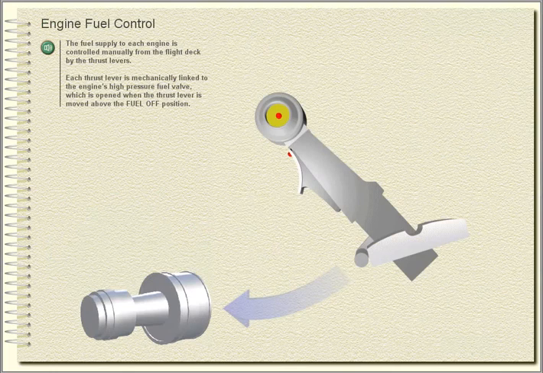Engine fuel control. The fuel supply to each engine is controlled manually from the flight deck by the thrust levers. Each thrust lever is mechanically linked to the engine's high-pressure fuel valve, which is opened when the thrust lever is moved above the fuel off position.